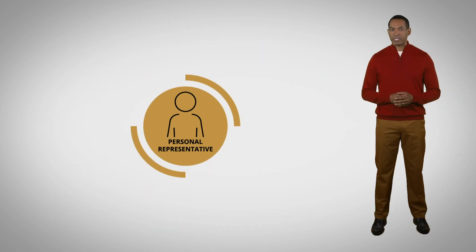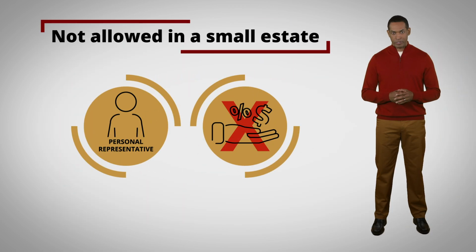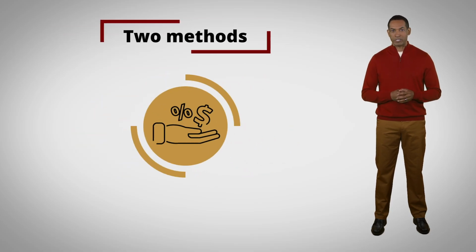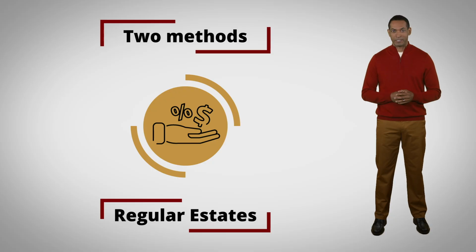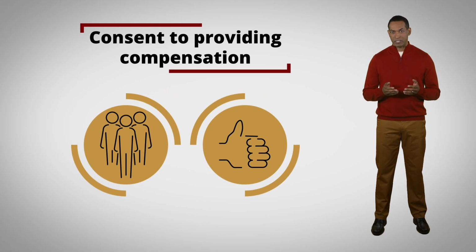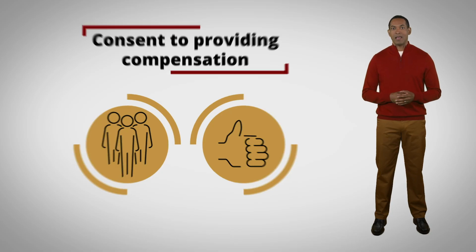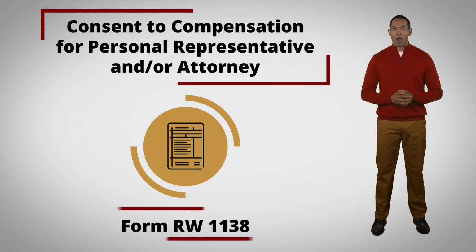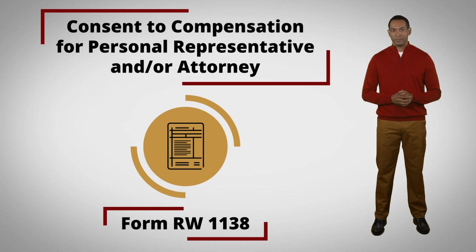The Personal Representative's Commissions are not allowed in a small estate. There are two methods to request personal representative commissions in regular estates: If all interested persons agree, they can consent to providing compensation. File the consent to compensation for personal representative and/or attorney. Use Form RW1138. The consent must be signed by all interested persons.